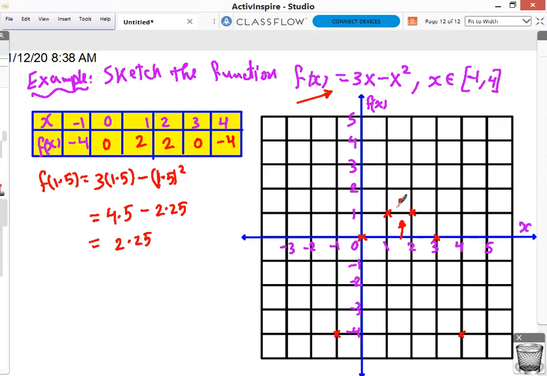Then it will be where? Are you sure 2 or 1? Between 2 and 3. Okay. Then check it again. Here is 1.5. If you calculate it, it's correct. 4.5 minus 2.25. So maybe it's between 1 and 2.